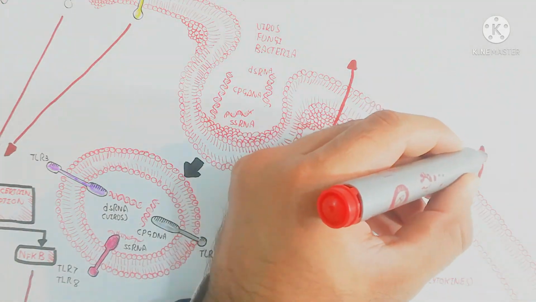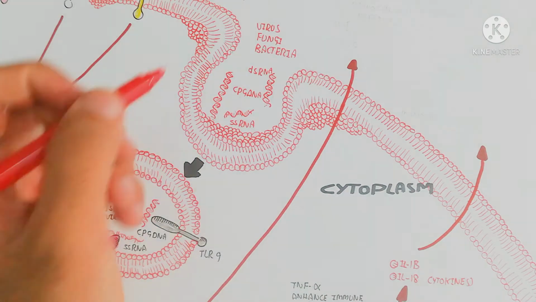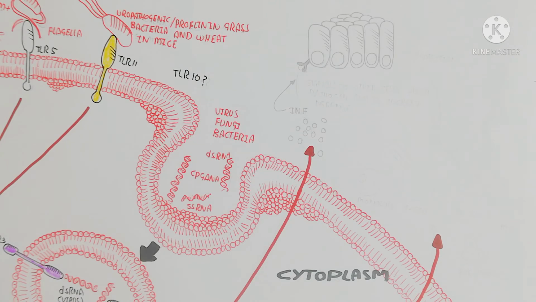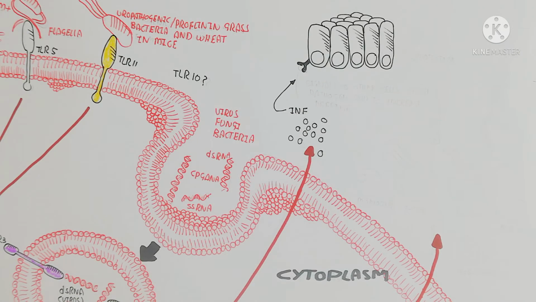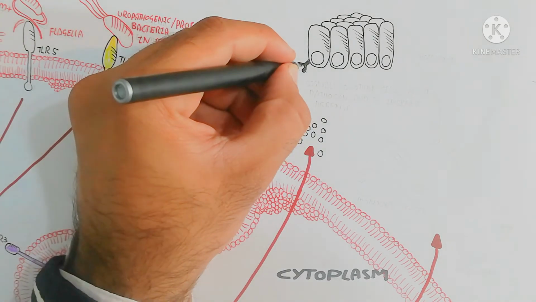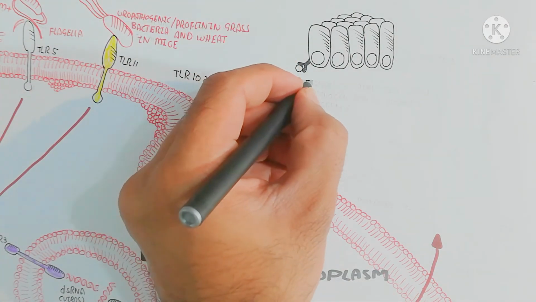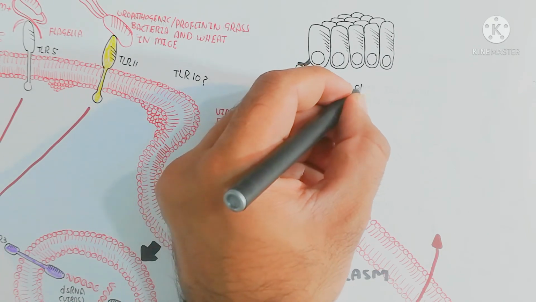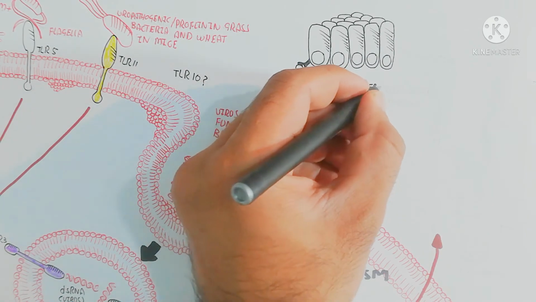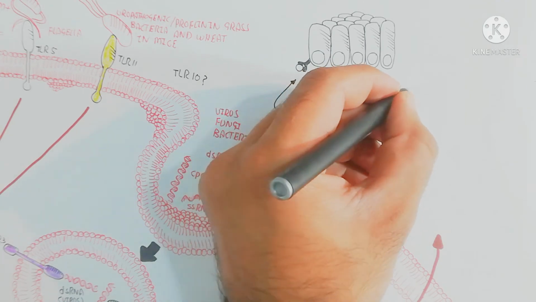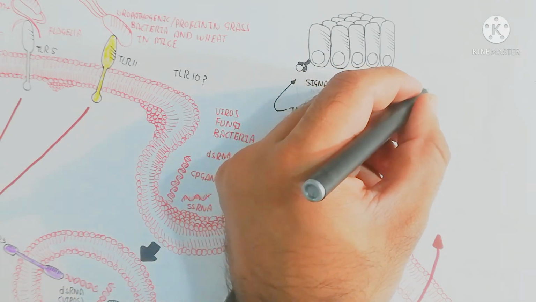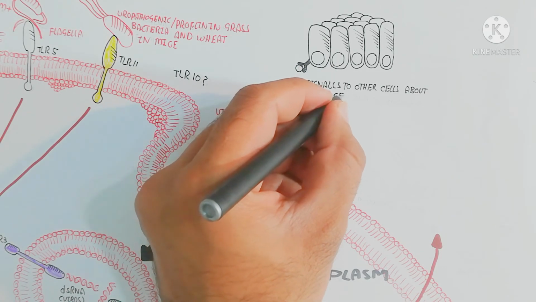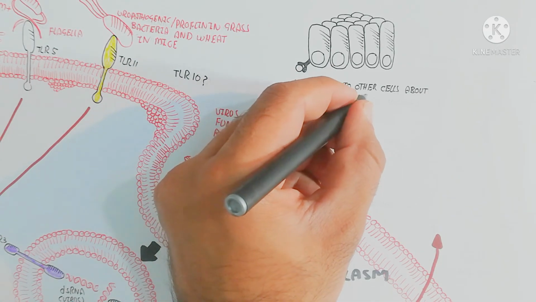The interferon will also move out from the plasma membrane, as well as interleukin 1b and interleukin 18. After this they bind to a receptor on other cells, signaling to other cells about the pathogen and increasing defense.